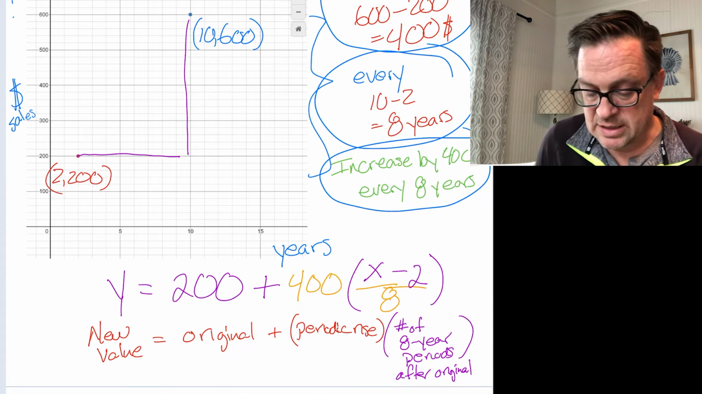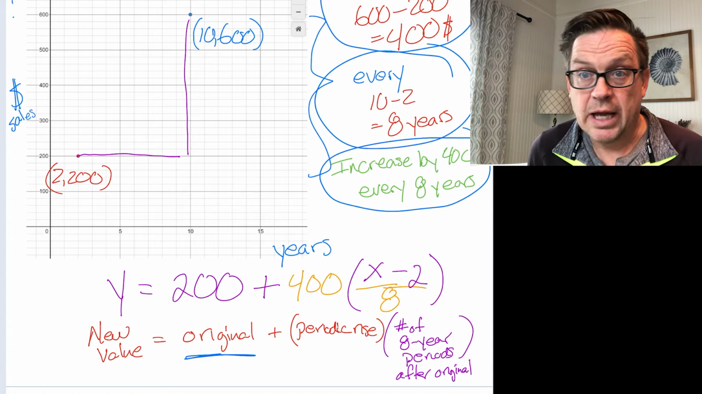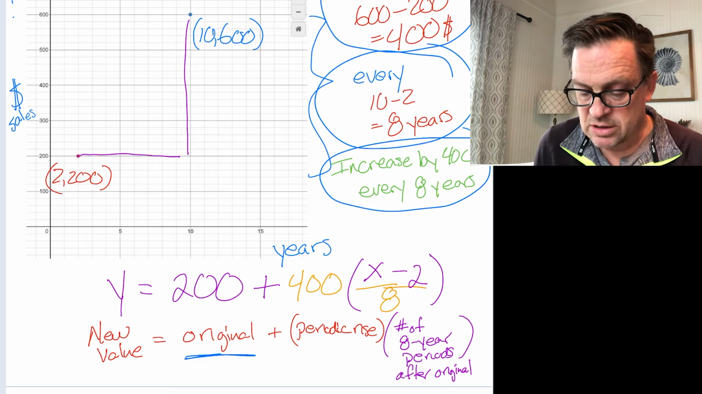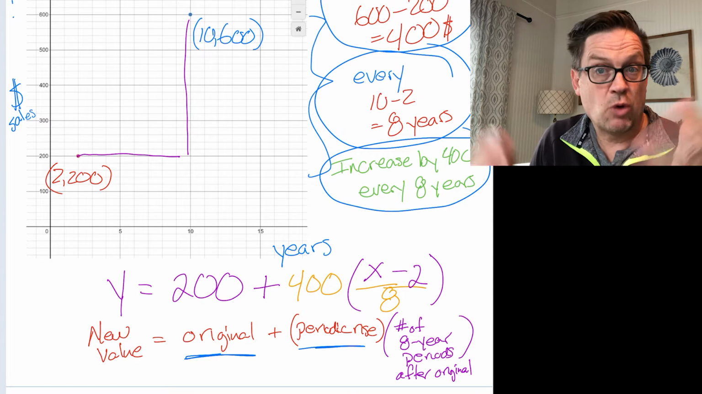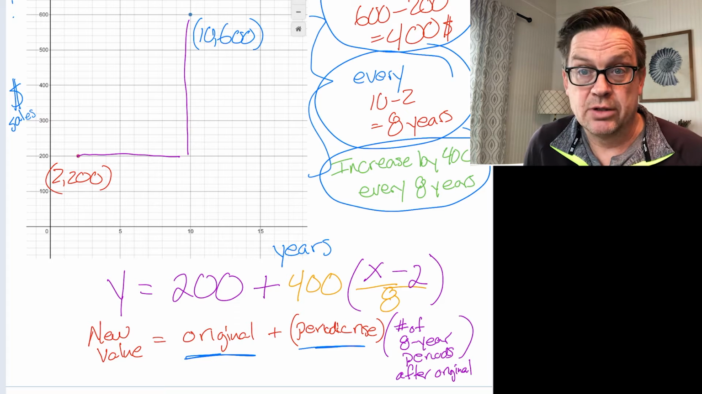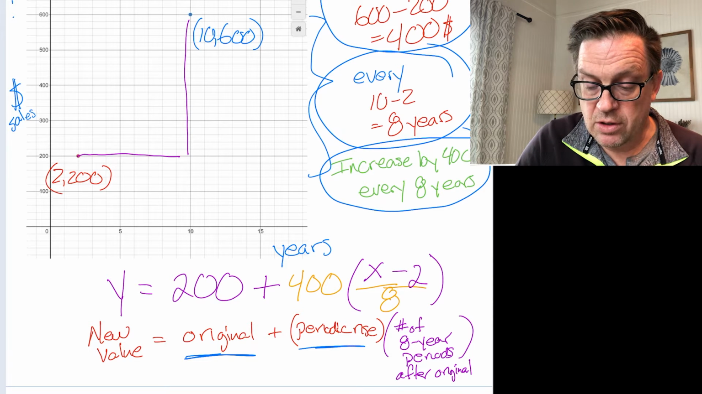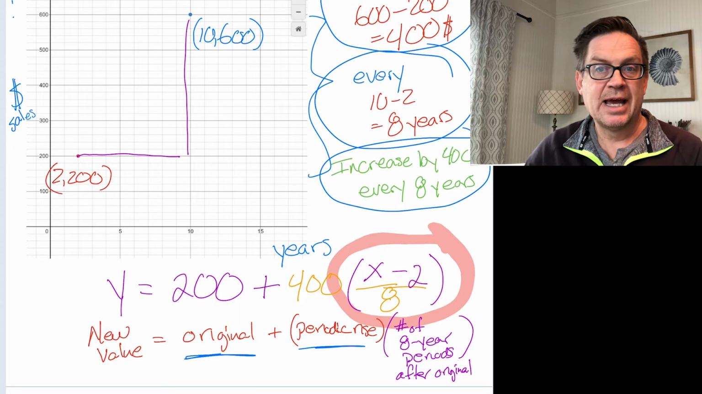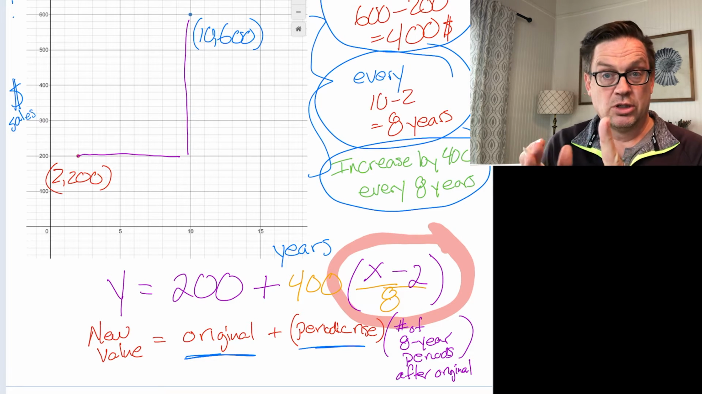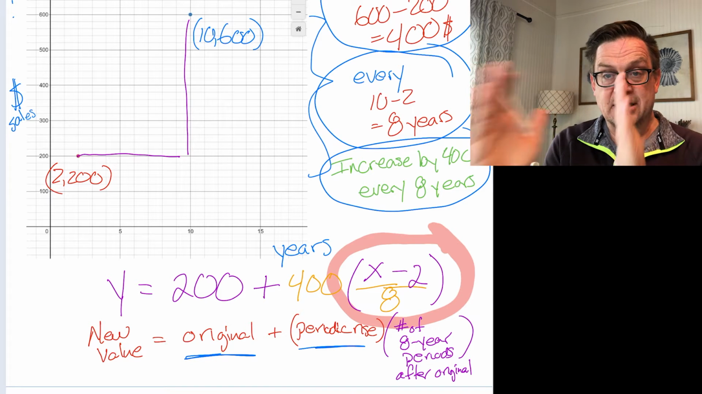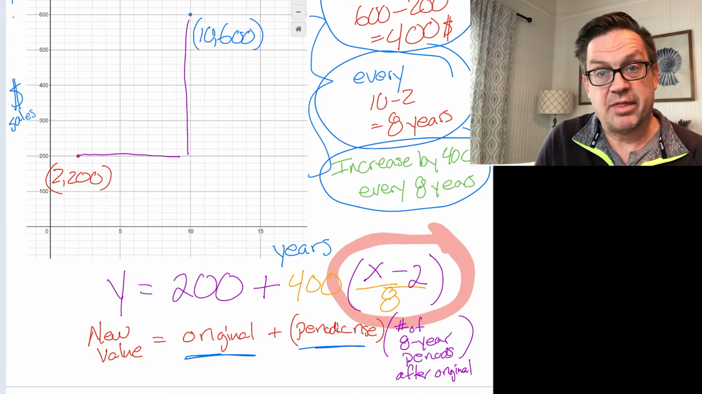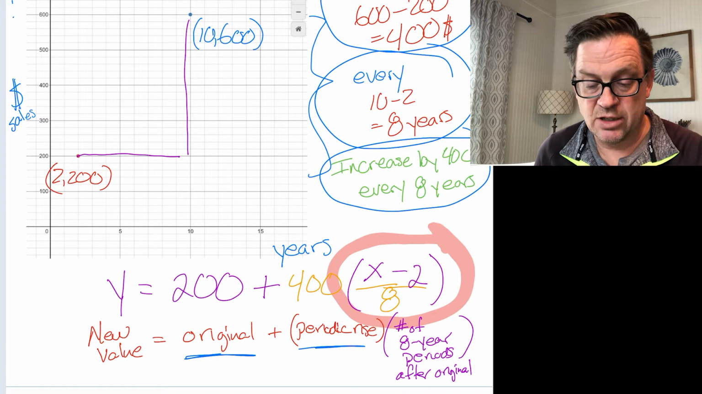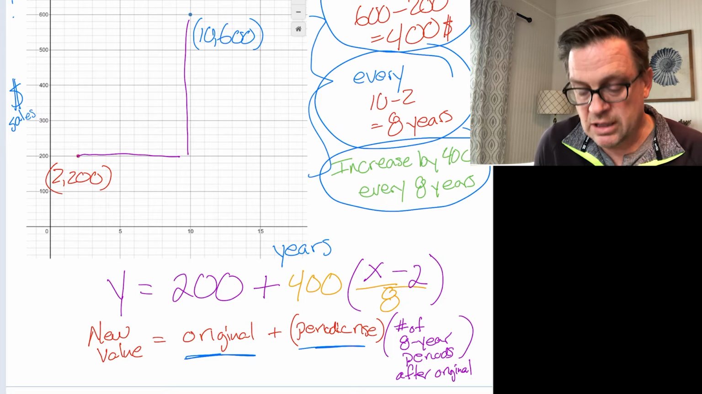So I get a formula that says I start with 200 at my starting point of 2 years. At time 2, I had 200 in sales, and I go up by this rise every 8-year period. So what I multiply by here is the number of 8-year periods after I start at 2. So from 2 to x, I take the difference and I divide it up into 8-year chunks, and that quantity in parentheses there is how many 8-year periods there are. And so I can write down the formula.